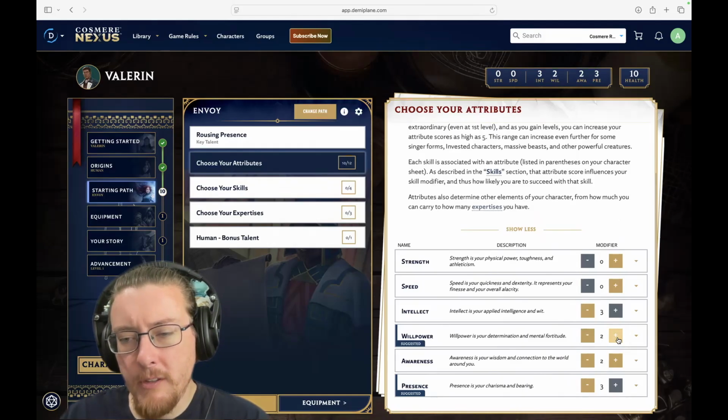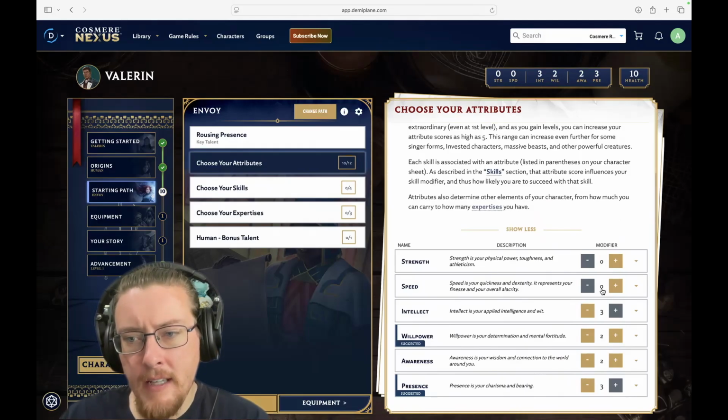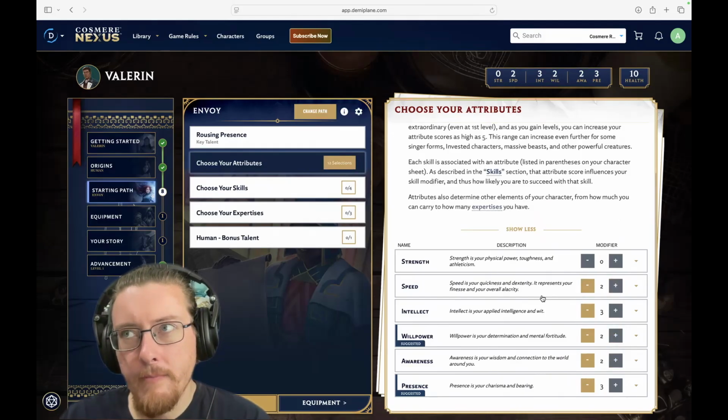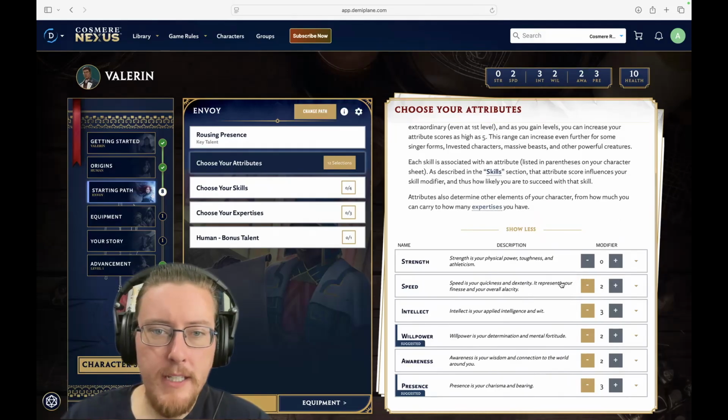I'm going to put 2 in willpower just to make my envoy not min-maxed. Maybe my character has just a lower willpower than another envoy might. And I'm going to say, as an Alethi, war culture, and maybe a lot of travel, maybe my character spent a lot of time maybe jogging, doing some speedy activities, represents your finesse and overall alacrity. I'm also going to think of this as maybe some mental alacrity.